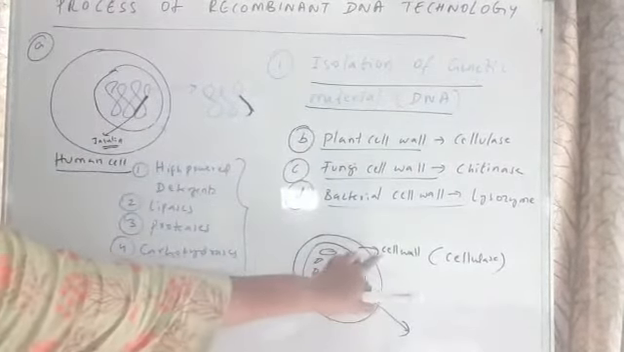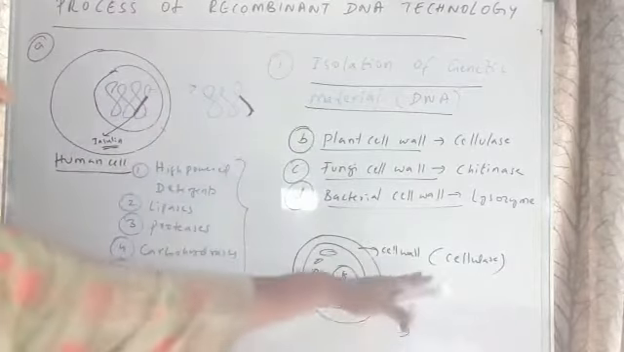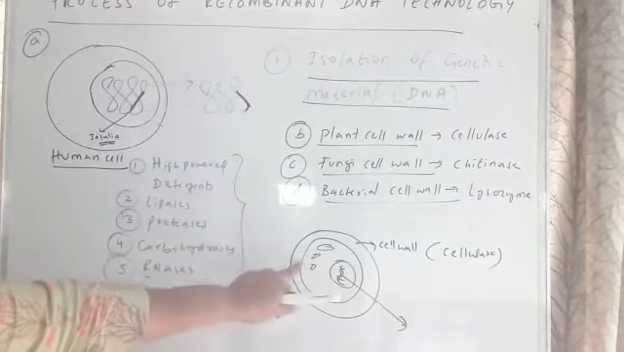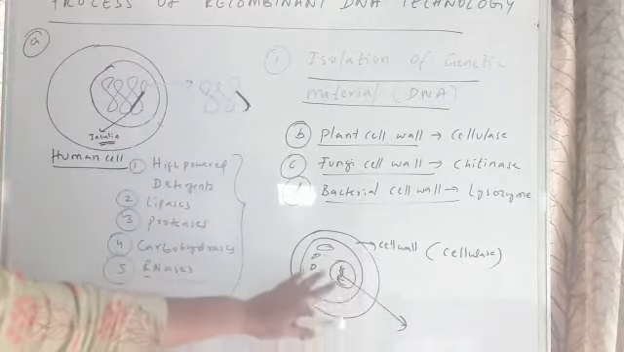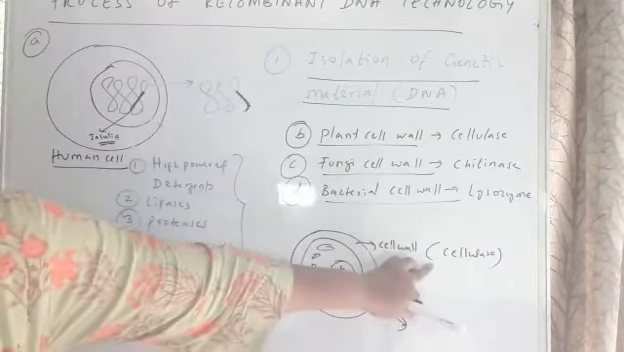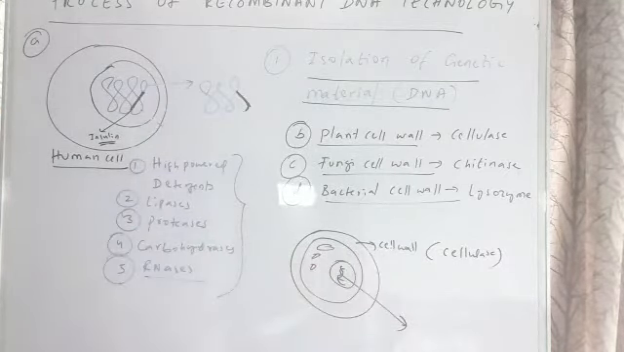So to break the cell wall we add cellulase, and the remaining would be the same. The same high powered detergents, lipases, proteases, all this we will be using. And apart from this, we also use an extra enzyme, cellulase, to break the cell wall of the plant.